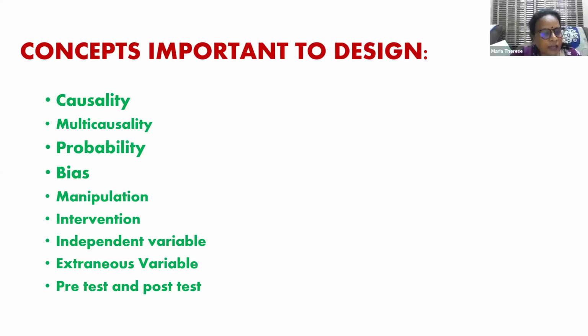And coming to manipulation, as most of you know, it involves deliberately changing or introducing an independent variable to observe its effect. For example, giving one group a new drug while another gets a placebo. The drug is the manipulation: how we are influencing the particular study group. This is called manipulation.